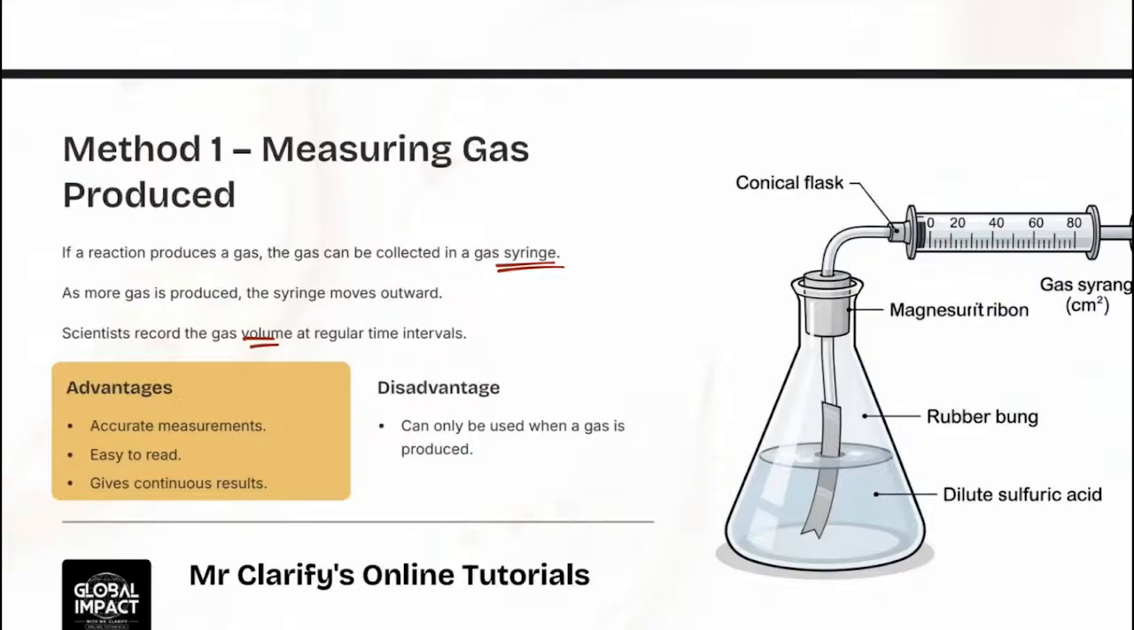What is the advantage of using this method? It will give you accurate measurements. It is easy to read, and you get nice continuous results, because you'll be checking the volume after maybe every 10 seconds, and you just keep doing that. You don't have to stop the reaction and redo it or anything like that. This method, you can only do it if you have a reaction that produces a gas. If you have a reaction that does not produce a gas, then how can you use this method? There's no way you can use it. So there we have it.